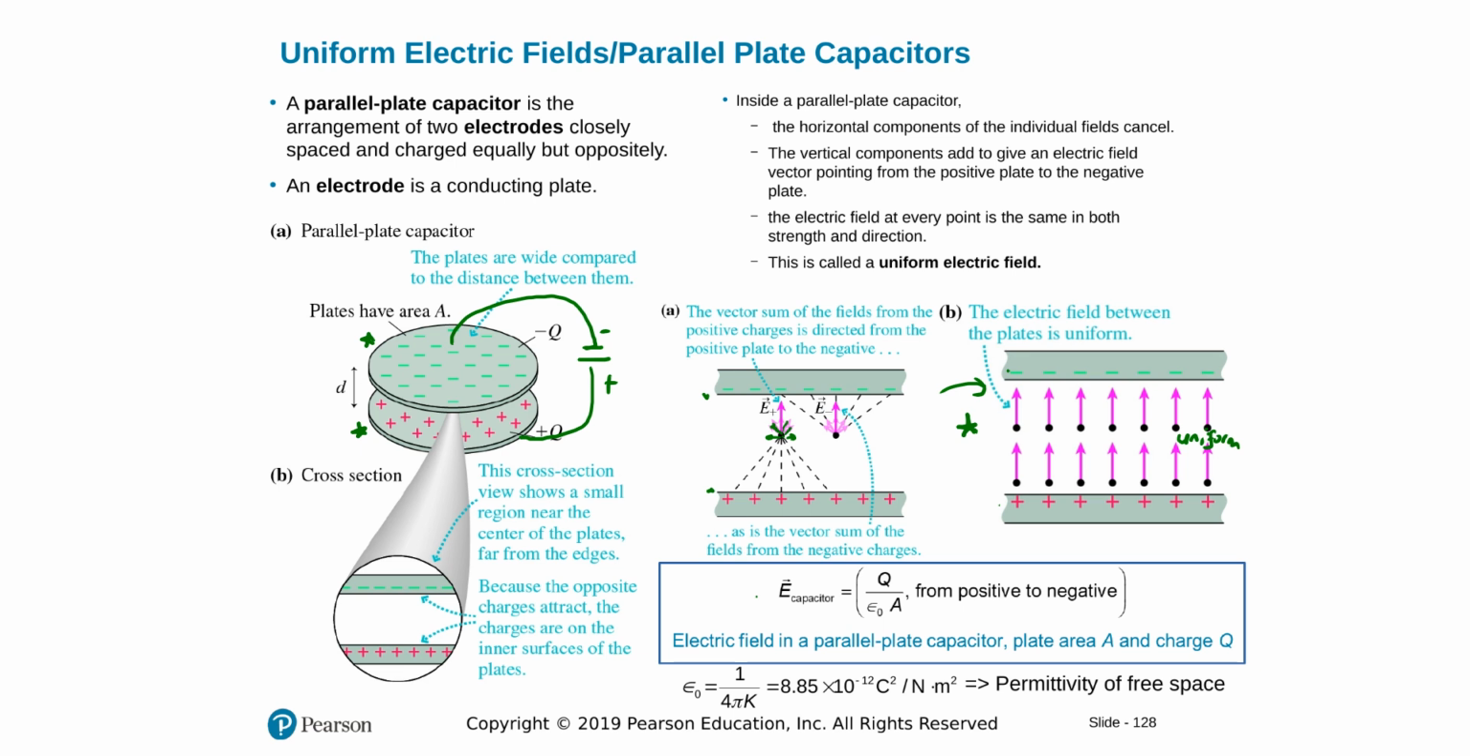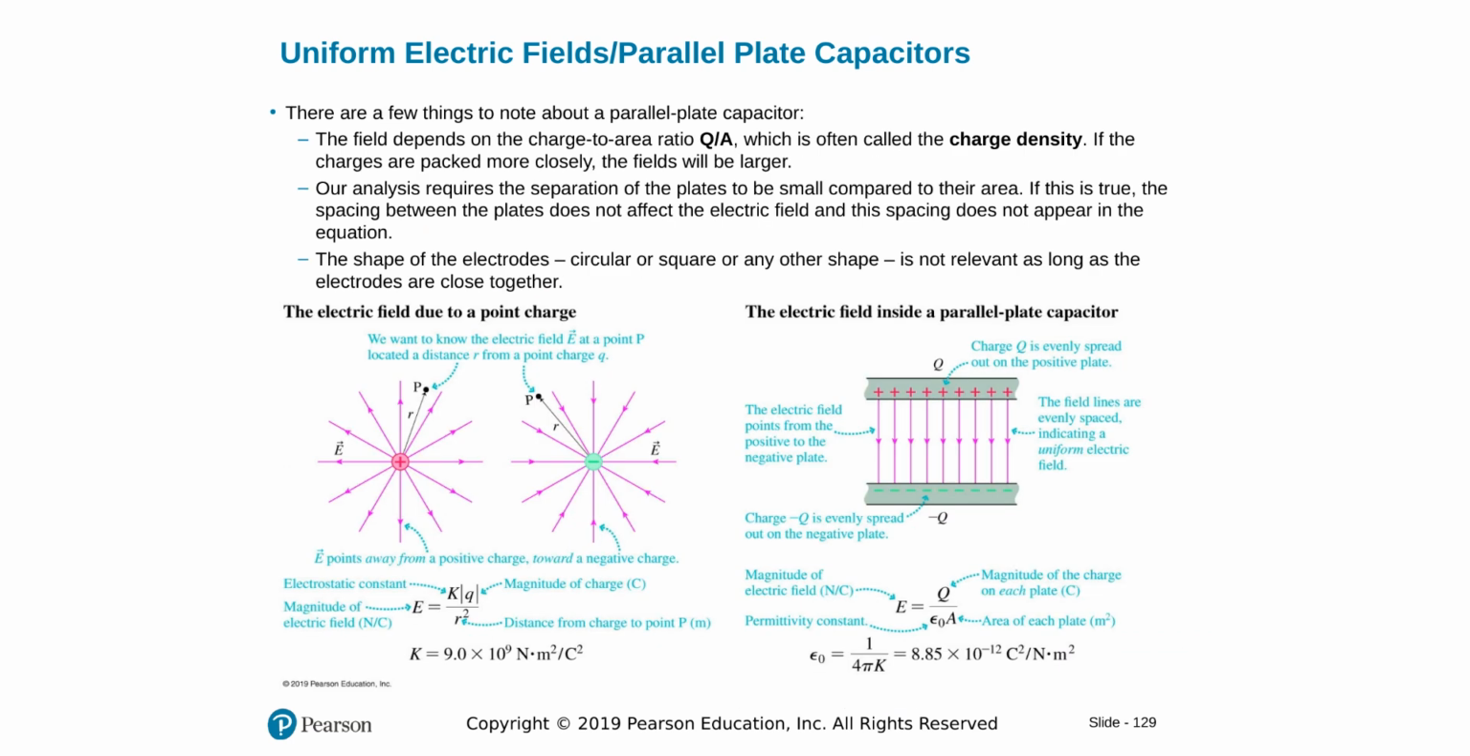We can calculate this electric field by dividing the charge of the capacitor by the area times a constant, what we call permittivity of free space, and here is the value of it. That's how much we're going to talk about parallel plate capacitors at this point. And this is all summarized in here. Uniform electric field lines, plus to minus, and here is how we can calculate it.